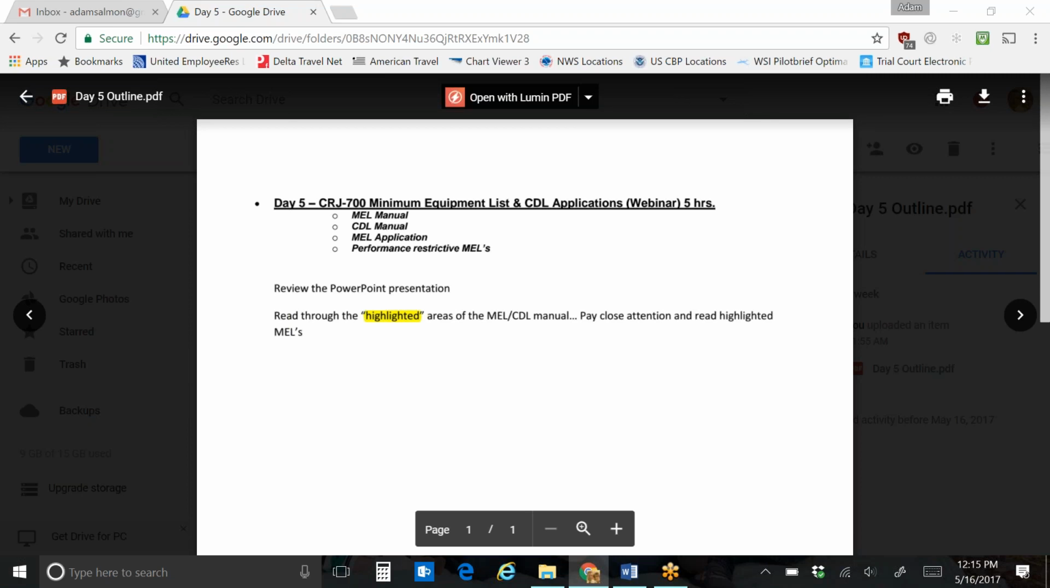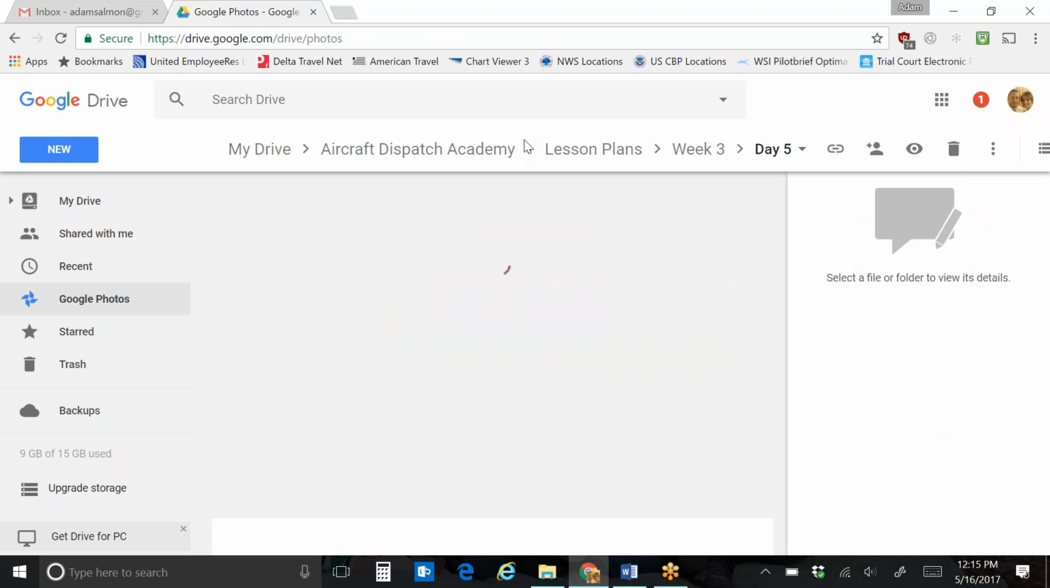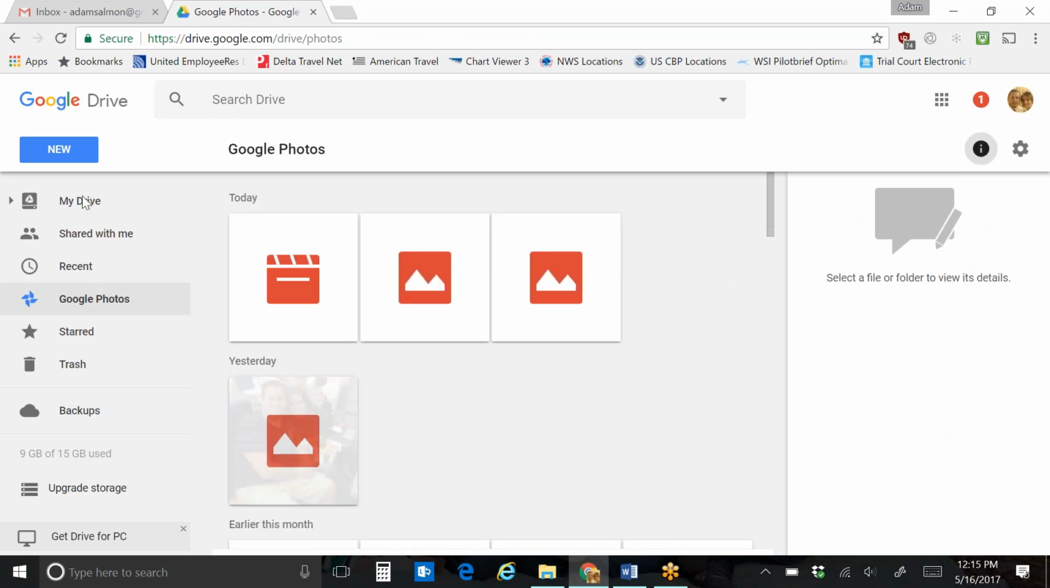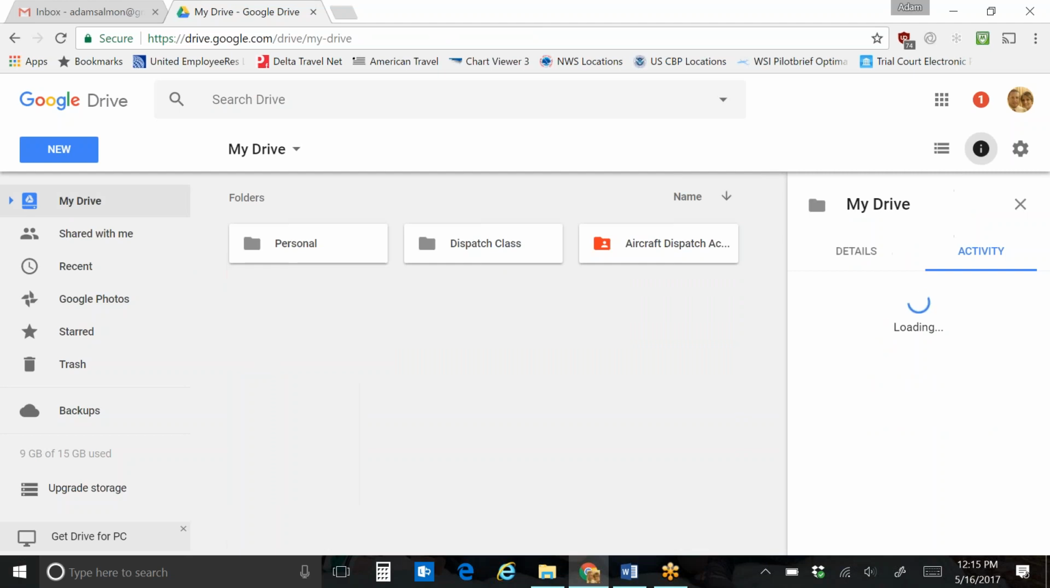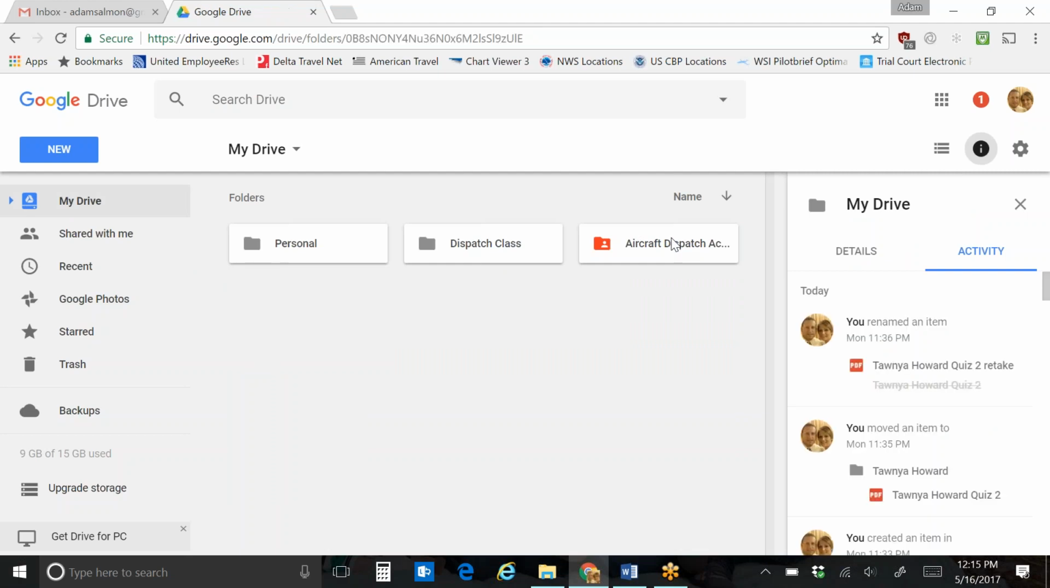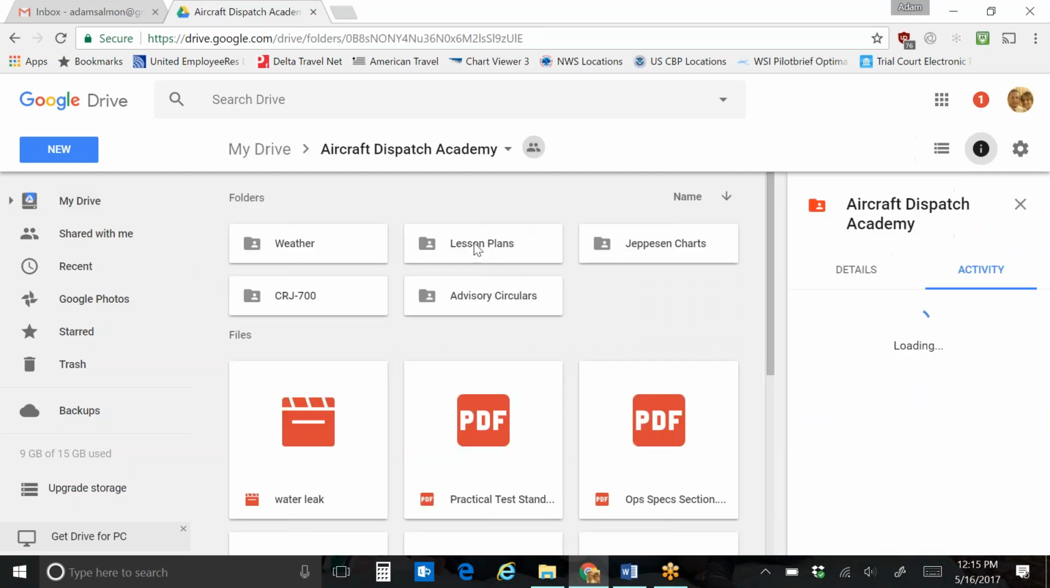The manual itself is pretty large, so I've gone through and I've highlighted the areas that you need to look through. I'm going to bring this up for you here real quick. I'm going to give you a few examples. Oops, sorry, I'm on the wrong one. Just accidentally got all the way out of it.